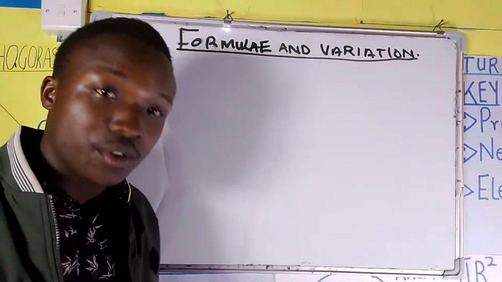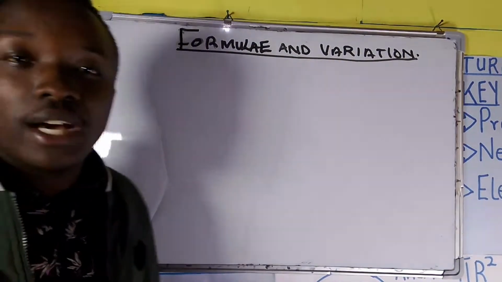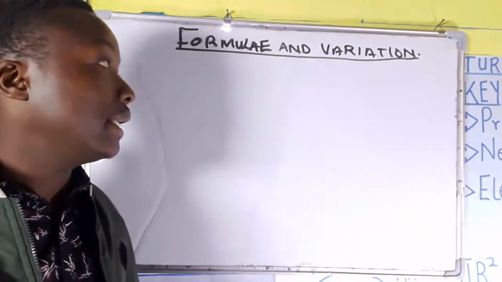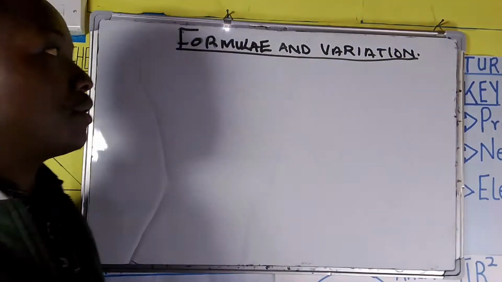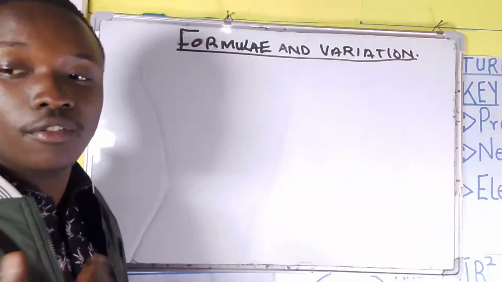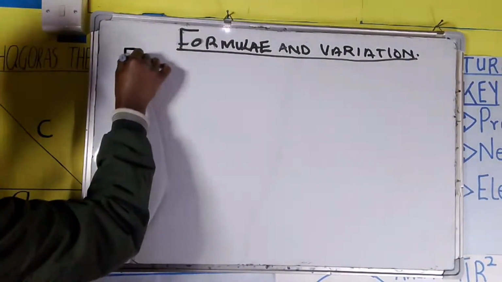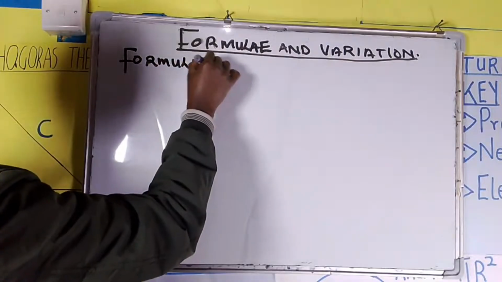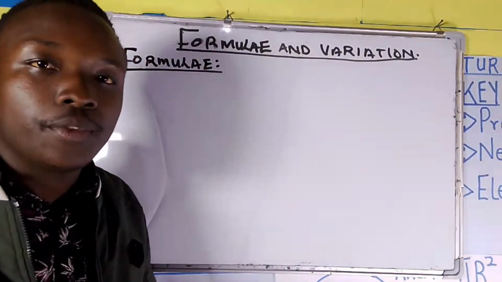In this class we are going to be learning about formulae and variation. We have done over 95% of what is assessed in paper 1, the main areas assessed in paper 1. I want us now to introduce ourselves to paper 2, and we will start with this topic called formulae and variation. We are going to start with formulae first. After we are done with formulae, we will proceed to variation.